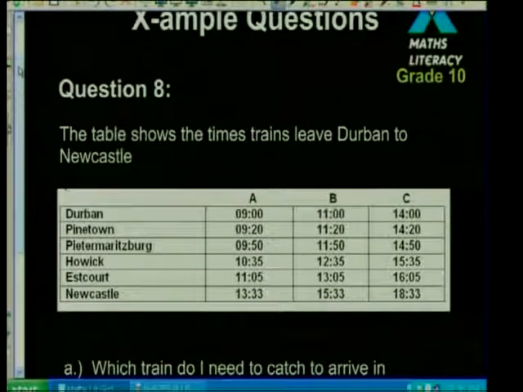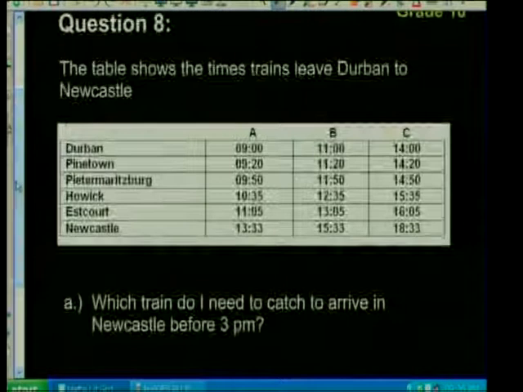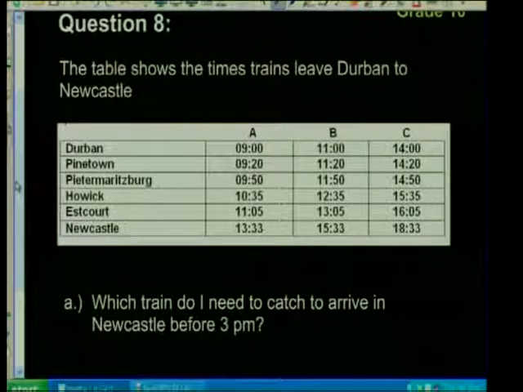Okay, the next question. The table below shows the times of the train leaving Durban to Newcastle. Now, whenever we get a table, what do I like to do? I like to analyze it first. So what do we have here? We have a timetable, and it's a train that's going from Durban to Newcastle. So we can see all the towns in between. So we've got Durban to Pinetown, Pietermaritzburg, etc. And for each one of these, we've got a different time. Basically that means the train is stopping in each one of these towns, and that is the time it is stopping in.